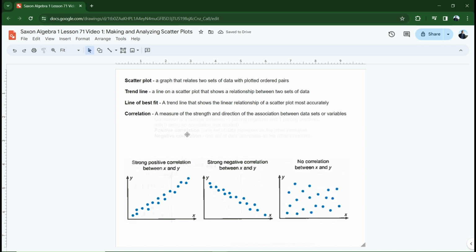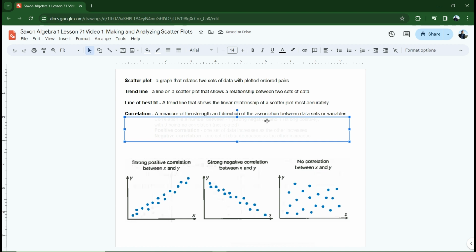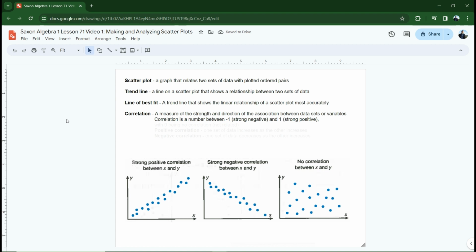Now, let's just clarify a few things here about these graphs. First of all, correlation is actually a number that has a minimum amount and a maximum amount. Correlation is always going to be between -1, which is the lowest correlation number you could ever get. But interestingly, the lowest correlation number, -1, is still a strong correlation.